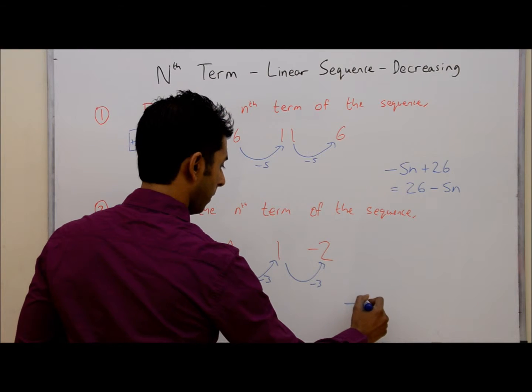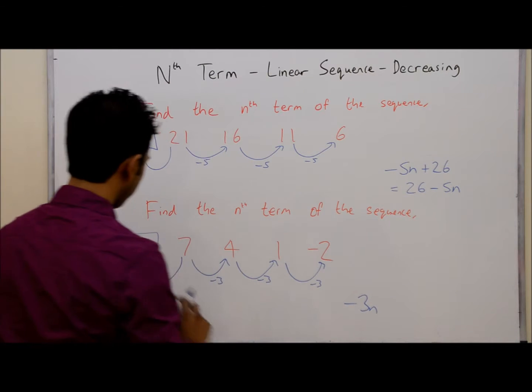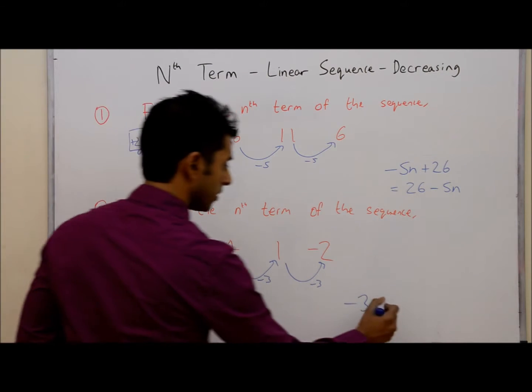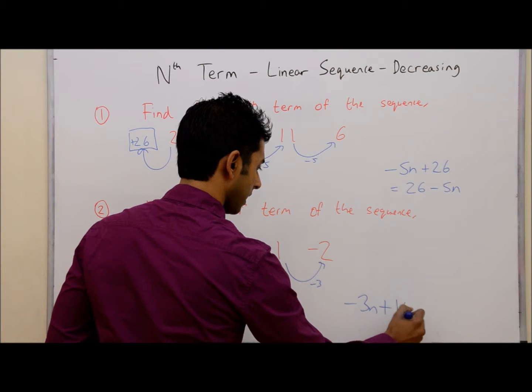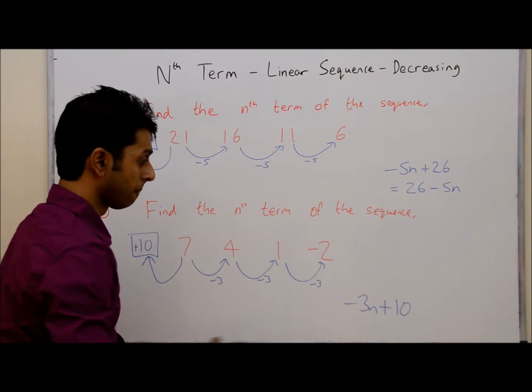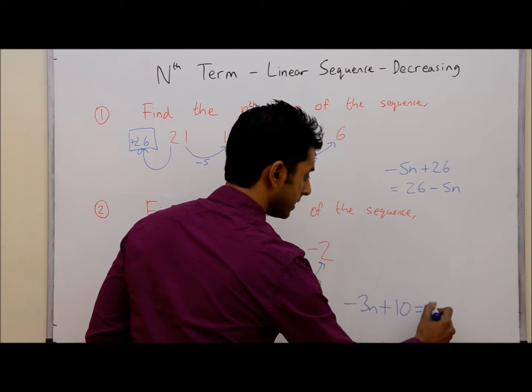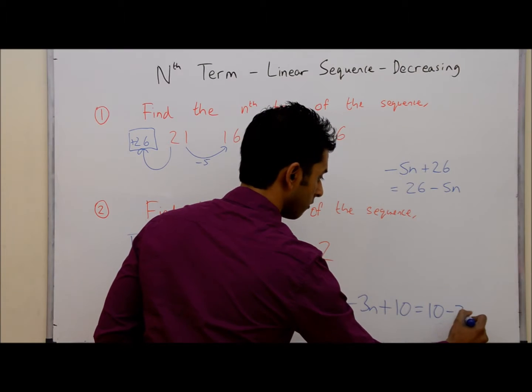So we've got minus 3n because we're going down by 3, and then this is a positive 10. So it's minus 3n plus 10. So this is the formula for the nth term. If you want, you can rewrite this as 10 minus 3n.